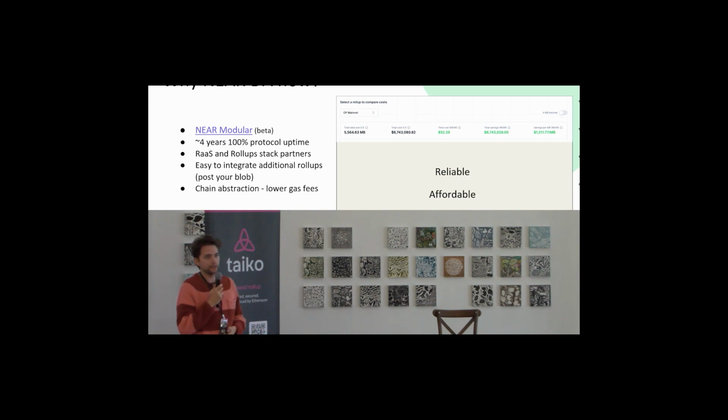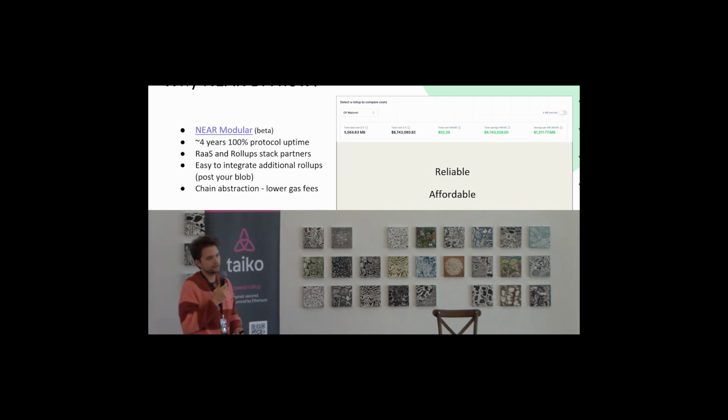We have a protocol that has been up and running for 4 years with 100% uptime, which is very, very important. Like our friends there at Vail, they've been trying to get a protocol up and running for a while. I know that they're working on a mainnet launch, but we already have a mainnet for a very long time with a lot of validators in it and secured by billions of dollars at the end of the day. And like I said, we have a lot of RAS and rollup partners that are working with us right now.